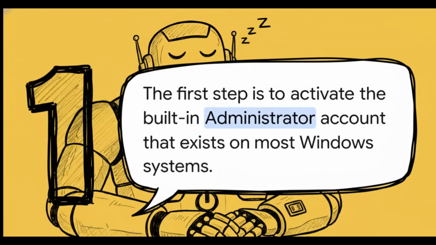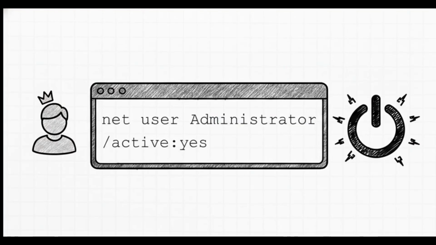So, step 1. And what's interesting here is that we're not actually creating anything new. Not yet, anyway. The first move is all about waking up a power that's already there, just lying asleep on most Windows systems. The built-in administrator account. And boom, here it is, our first command. Take a look at it. It's so simple, right? This one little line is designed to do one thing: flip a switch on a hidden, powerful account. Let's dig into what each part means.